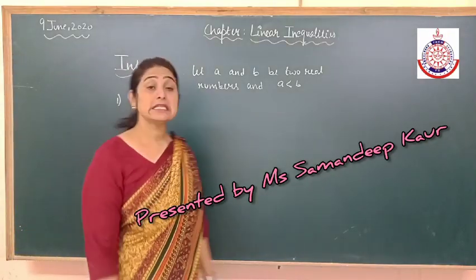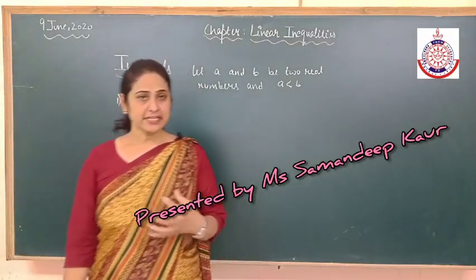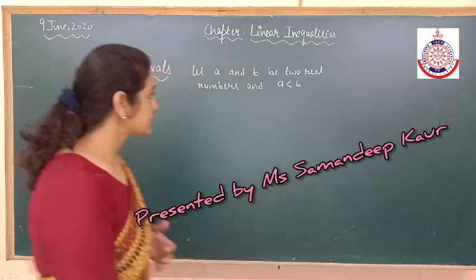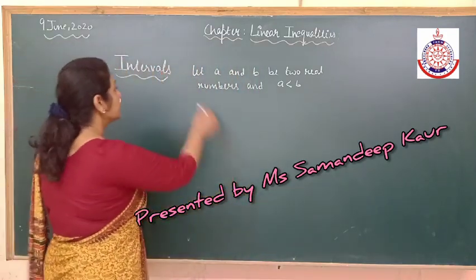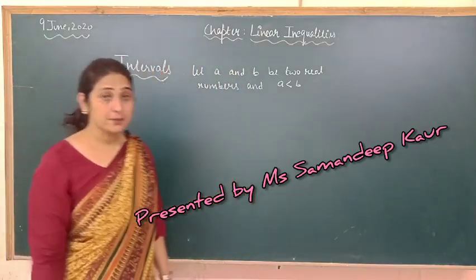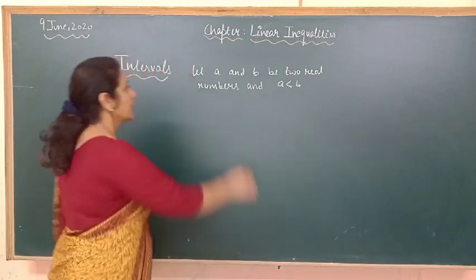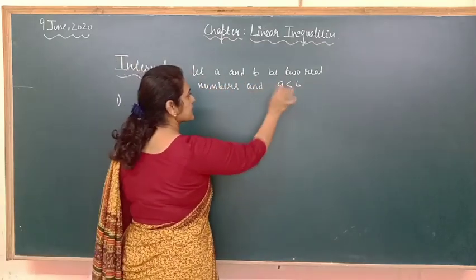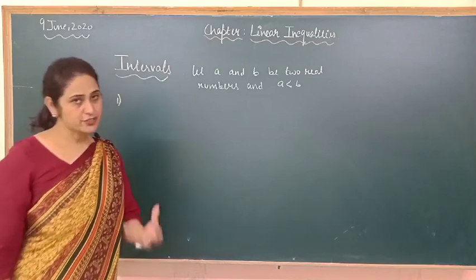Going to do the intervals. We have already done this thing earlier. Fine. So it's a recapitulation kind of. The intervals of real numbers, real intervals. Let a and b be two real numbers such that a is less than b, that we are assuming.